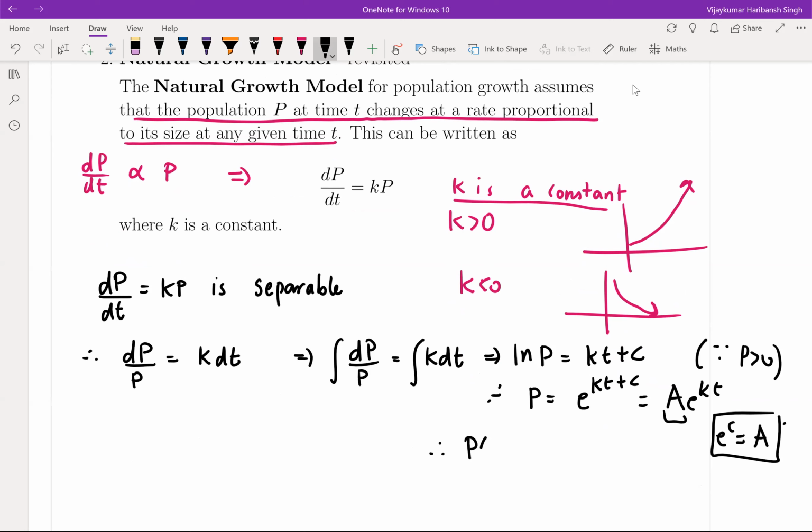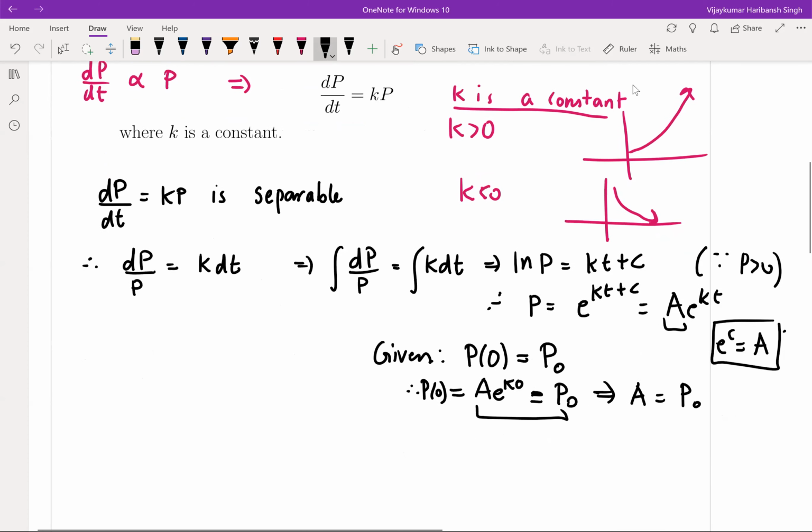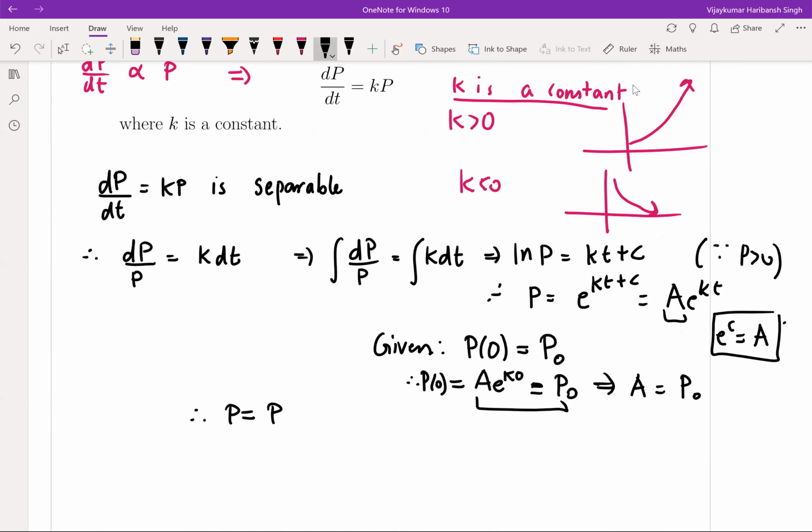Now suppose the population at time zero is given to you. Let's give it the name P0. Then P of zero is A e to the power k times zero on one hand, and on the other hand this is equal to P0. So this would mean A equals P0, and hence the solution is P equals P0 e to the power kt.